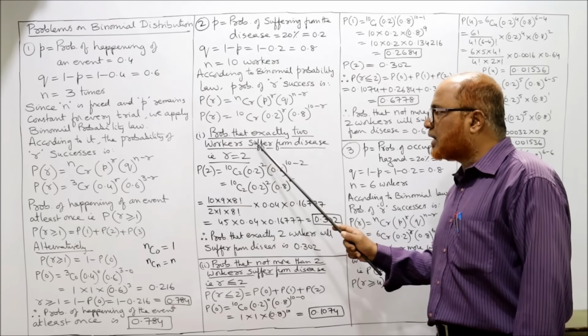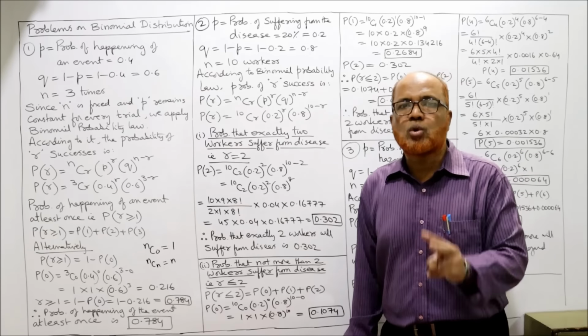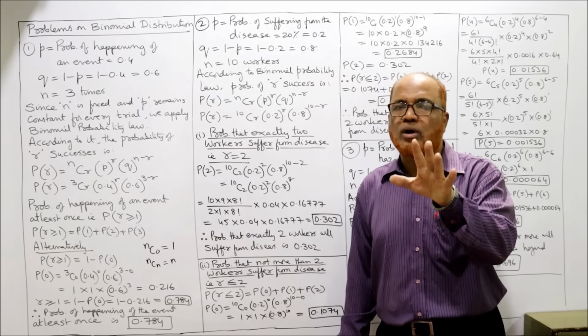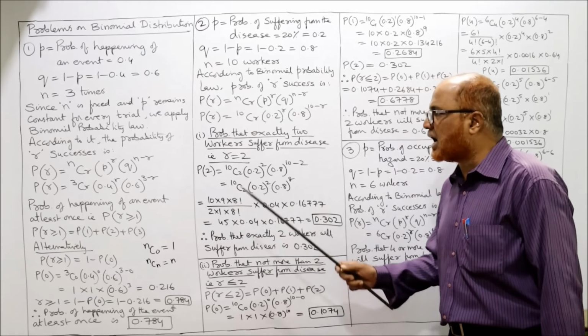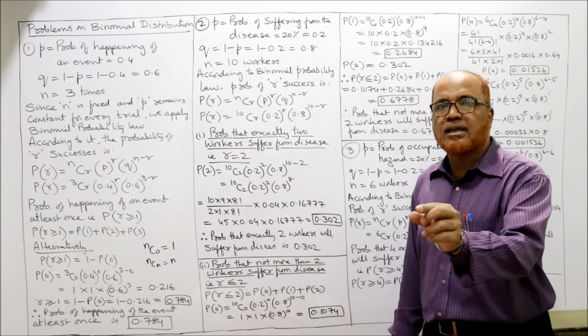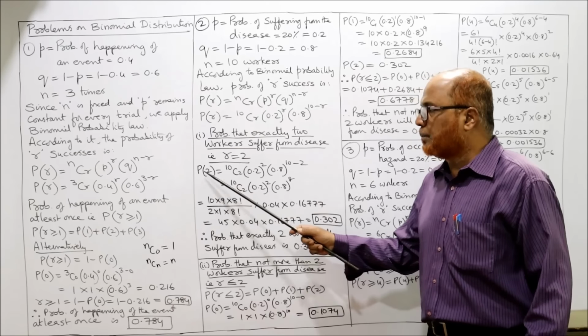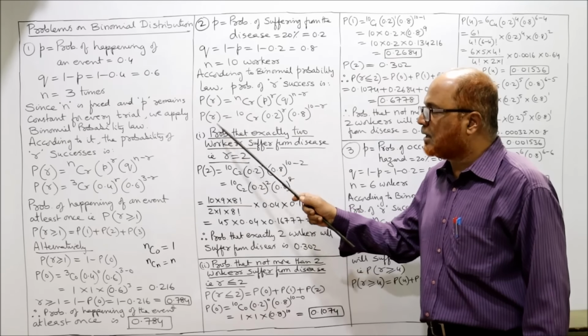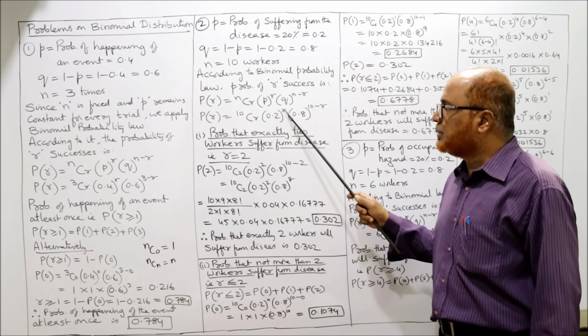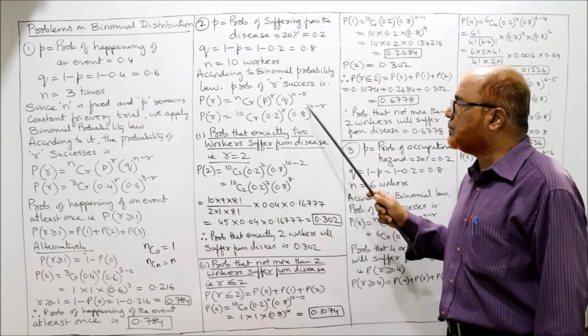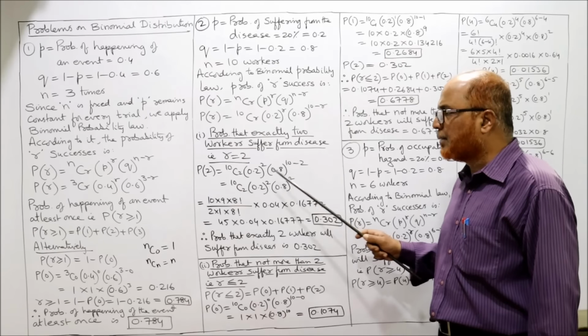Probability that exactly 2 workers will suffer from the disease. Two questions are asked. The first question: what is the probability that exactly 2 workers suffer from the disease? That is R is equal to 2. So we put 2 in place of R, so P of 2. Now in the formula, with 2 in place of R, 10C2 0.2 to the power of 2, 0.8 to the power of 10 minus 2. Now see.